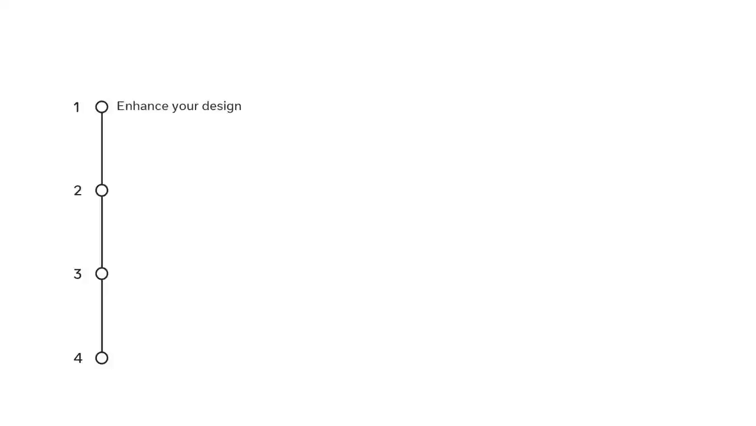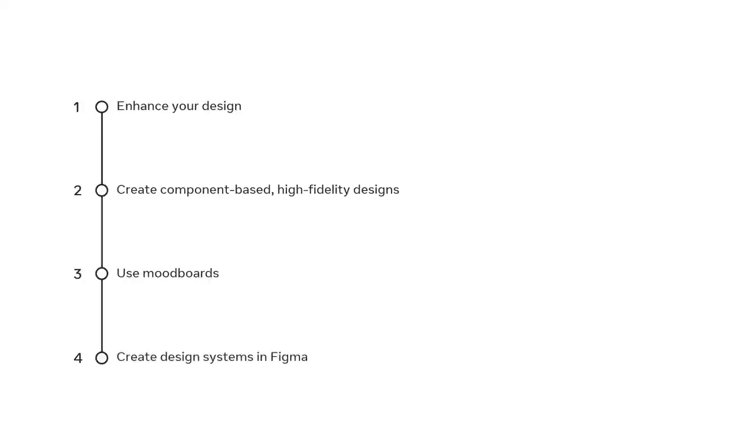Here you learned how to enhance your design and create component-based, high-fidelity designs. You also learned how to use mood boards and how to create design systems in Figma. Then you covered how to create a high-fidelity design prototype and include micro-animation in UI. Then you learned how to animate and test your prototype. After all that, you are now ready for your assignment, booking a table on the Little Lemon website to put in practice what you learned. Then you will take the graded assessment to try out what you learned in this course.